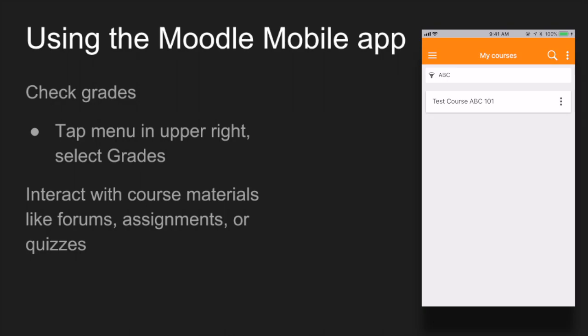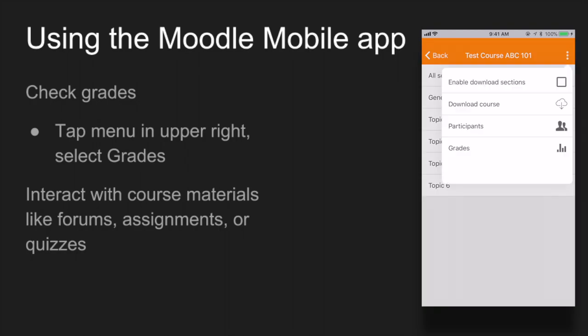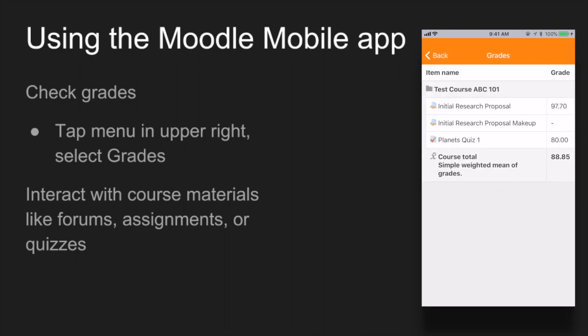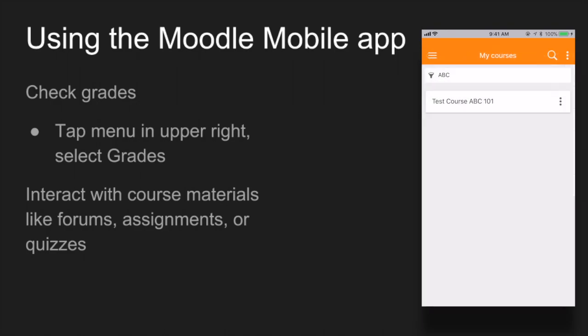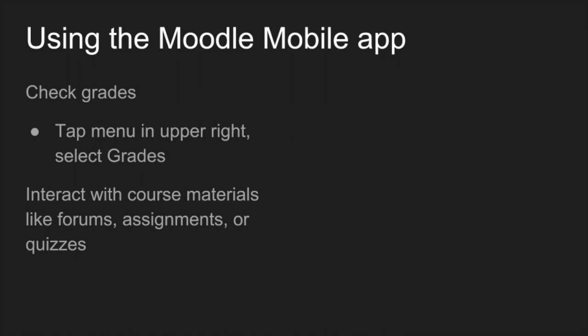Now that I've connected the app to the Moodle server, I can quickly check in on my classes. Say I wanted to check my grades. I just tap the name of the course, then tap the menu icon in the upper right, then tap Grades. To get back to the course or the list of courses, I just tap back in the upper left. I can also access any of the resources in the course, such as documents or web pages, and I can participate in activities such as forums or assignments or quizzes.